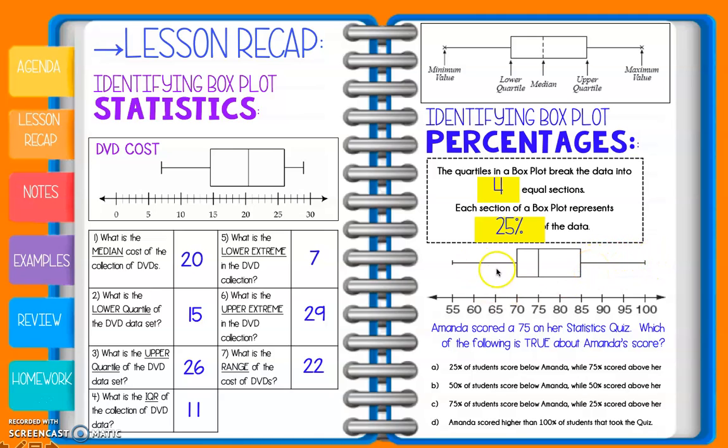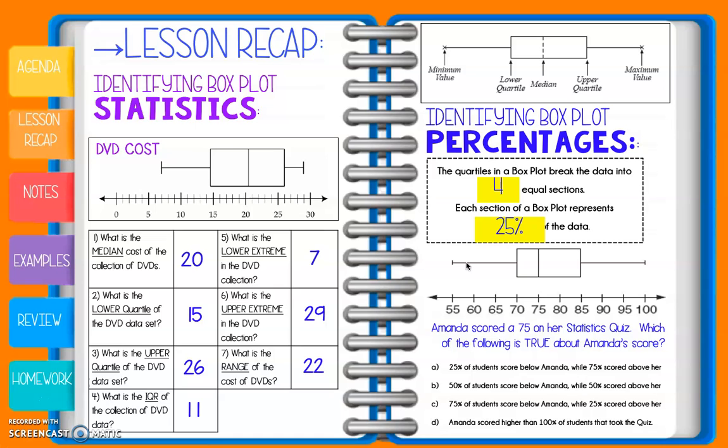Now, if we're talking about percentiles, percentiles mean like you did better than this 25% or you did better than 90%. When we're looking at our box plot, this represents the 25th percentile because there's 25% below it, okay? The median represents the 50th percentile because there's 50% below it. The upper quartile represents the 75th percentile because there's 1, 2, 3 sections or 75% below it. Then the upper extreme would represent the 100th percentile because all 4 sections or all 100% are below it.